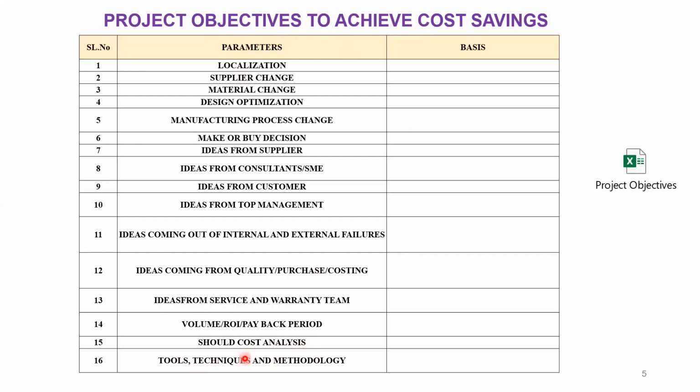And you have a lot of tools, techniques, and methodology which I'm going to tell you now, as part of your creativity phase. You can use the brainstorming technique, you can use the brainwriting technique, you can use the TWIST technique. You have a lot of tools and techniques. You can use them for creating ideas to achieve the cost savings and also to meet your project objective.